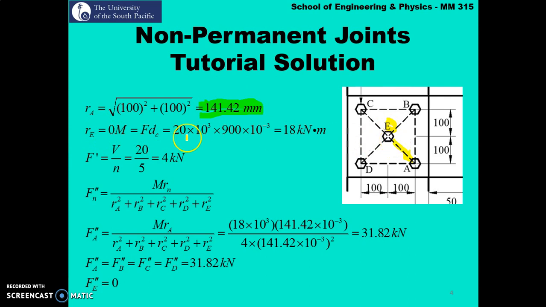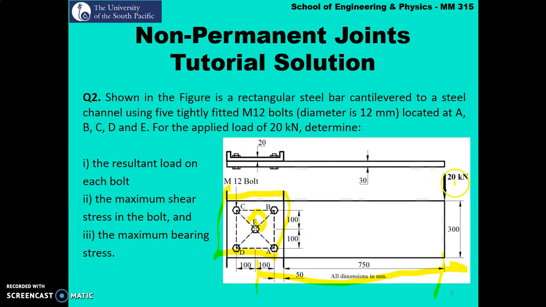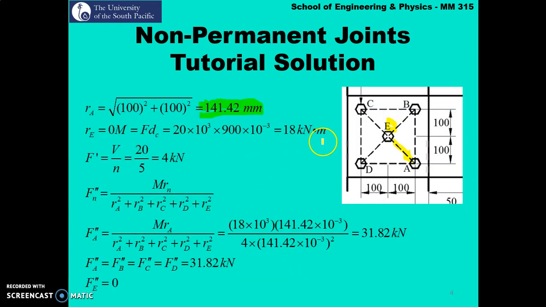The moment about this bolt pattern: the load was 20 kilonewton, and the distance of this force from the centroid over here is simply 750 plus 50 plus 100, which is 900 mm. So the moment about this centroid is 18 kilonewton meter.